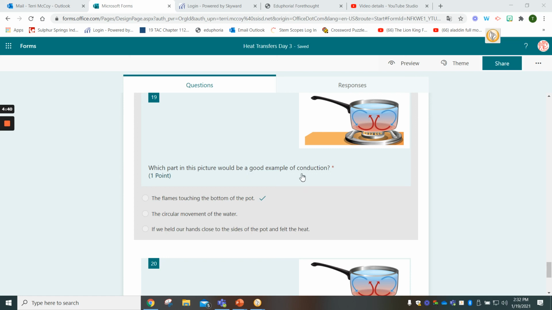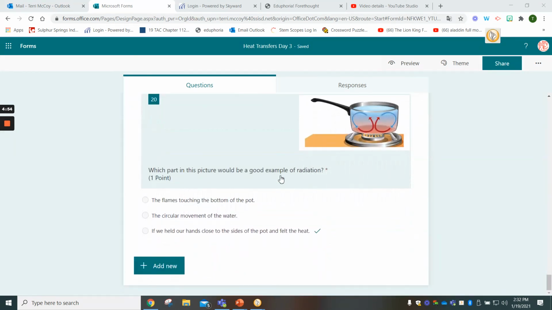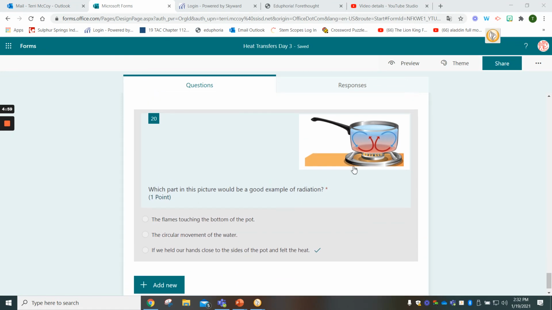Which part in this picture would be a good example of conduction? So looking at this picture right here, the flames touching the bottom of the pot. If they're touching the pot, that is conduction. So that would be your answer. Which part of this picture would be a good example of radiation? So looking at the picture right here, it doesn't show any hands, but what if we put our hands close to the side of the pot, just close enough to feel the heat? We're not going to touch the pot. We're just close enough that we can feel that heat. That is a good example of radiation.